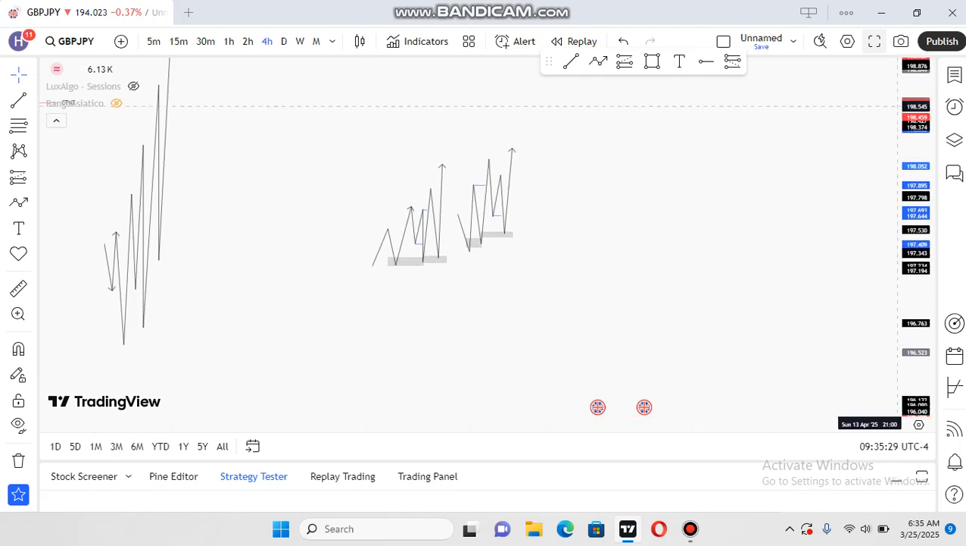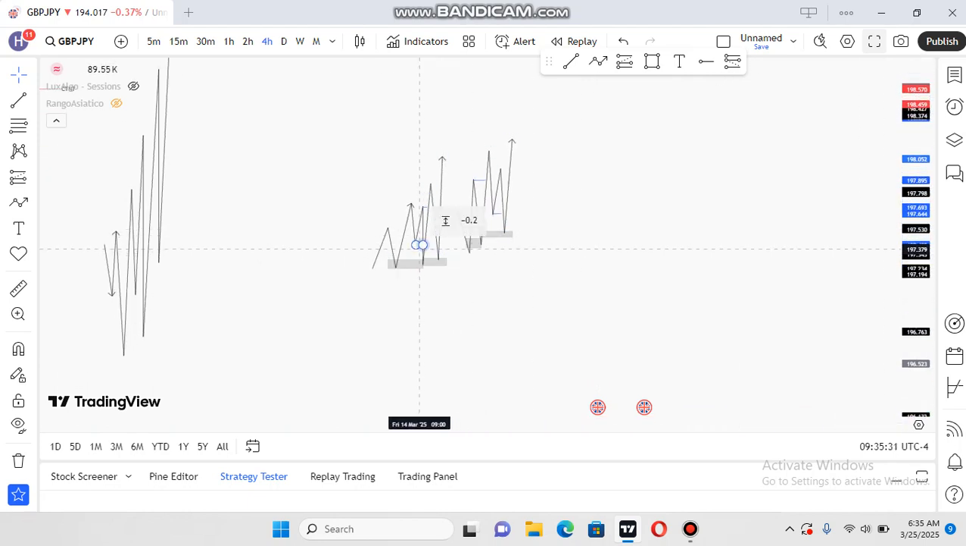So let me show you. So if you look at this, this is a sweep of liquidity, a break of structure. There is no internal range liquidity. The market came back and then market bought. That's a nice one. So in this case now, this is the second case, case 2.